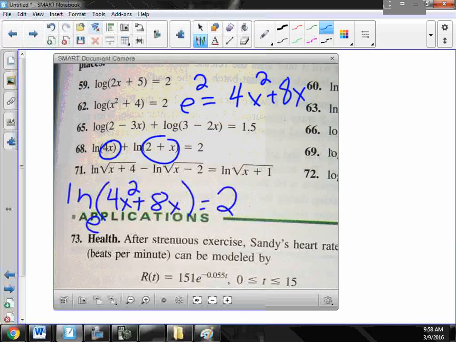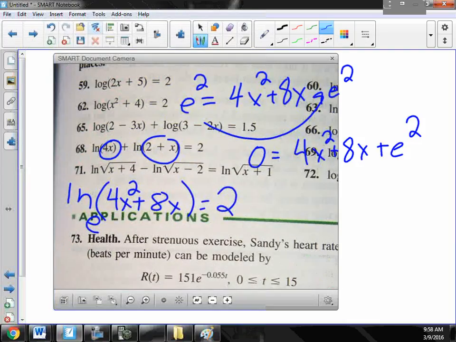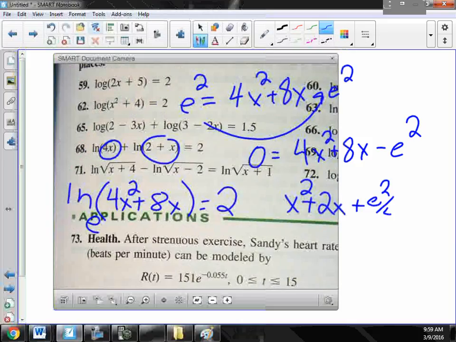Oh, that's cruel. That really isn't very good. So I'm going to subtract E squared. So 0 equals 4x squared plus 8x minus E squared. E squared is an irrational number. So am I going to make the problem any worse by dividing by 4? No, so let's go ahead and divide by 4. X squared plus 2x minus E squared fourths.